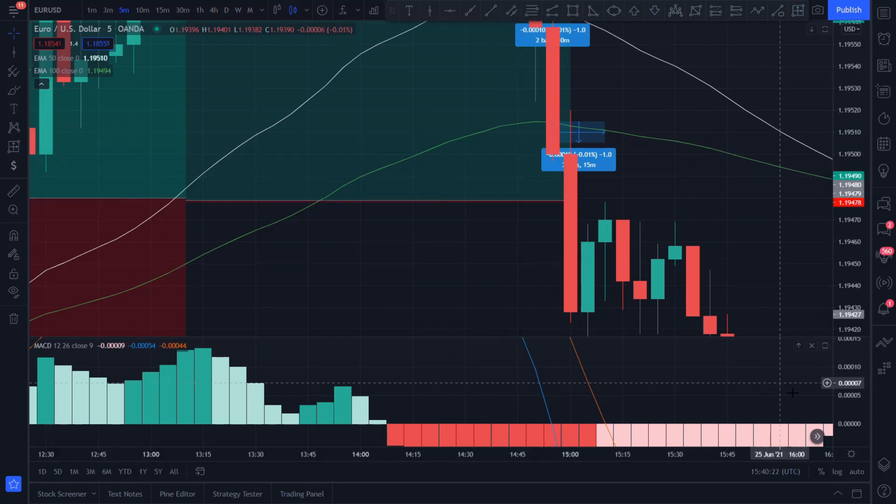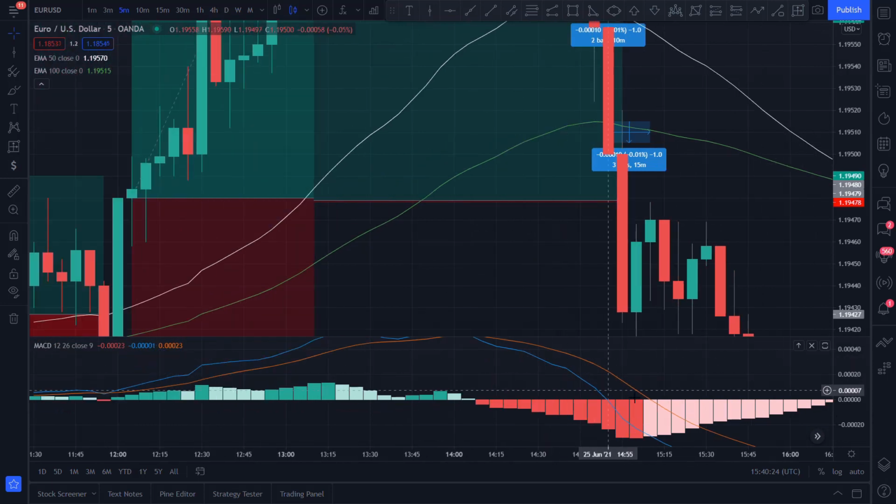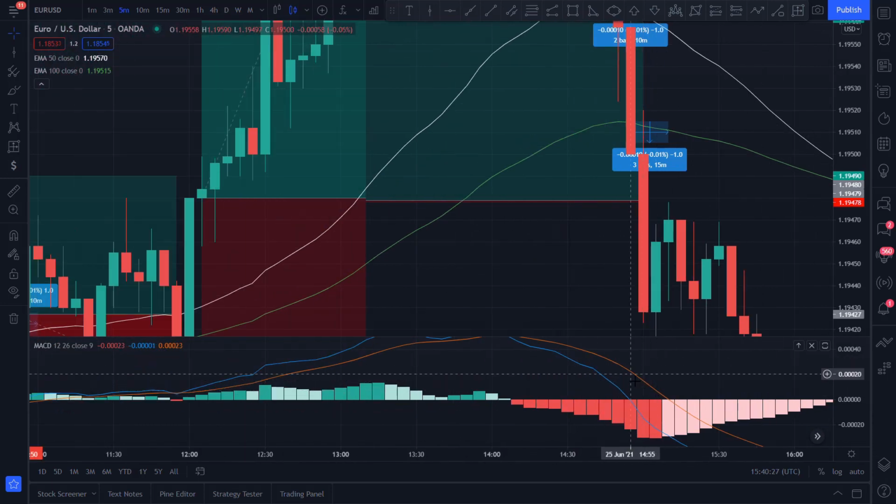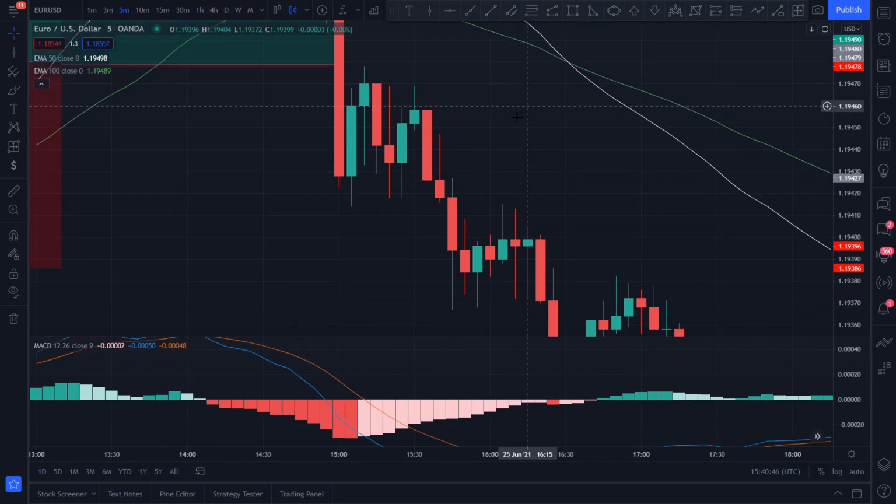So for an entry, you will need to see the MACD cross down within the last 5 candles. So let's count back 5. 1, 2, 3, 4, 5. And as you can see, we didn't have any MACD crosses down in the last 5 candles, so it's not going to be a valid entry. Let's go and move on to the next one.